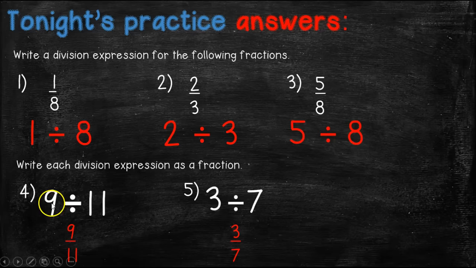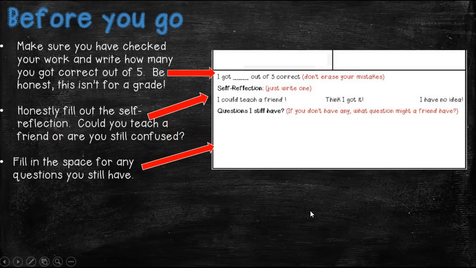Now here, if we have the opposite, where we have 9 divided by 11, we know that 9 is going to be our numerator and 11 is going to be our denominator. So in this case, number 4, the answer is 9/11, and number 5, the answer is 3/7. Go ahead and check your work and write how many you got correct out of the 5 problems.